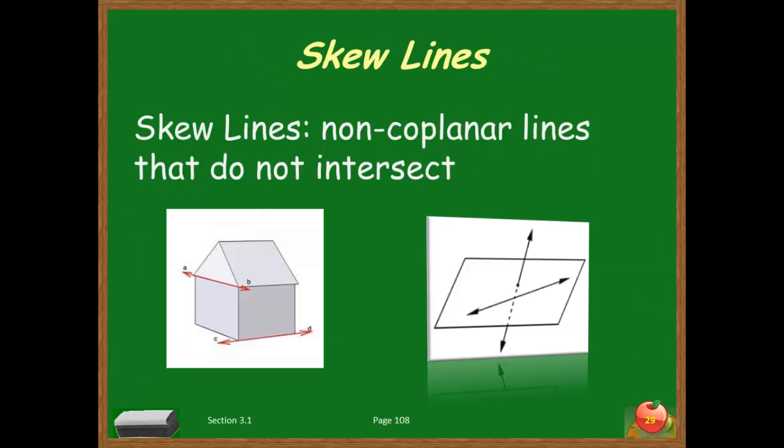Skew lines are non-coplanar lines that do not intersect. Line AB and line CD do not intersect, but they are not parallel. Therefore, they are called skew. If they do not intersect and are not parallel, they are skew.